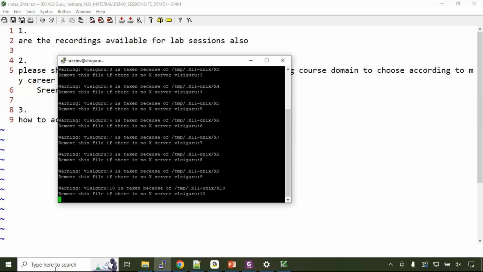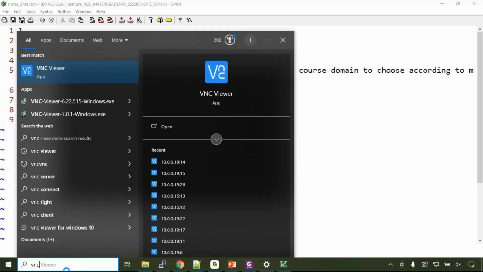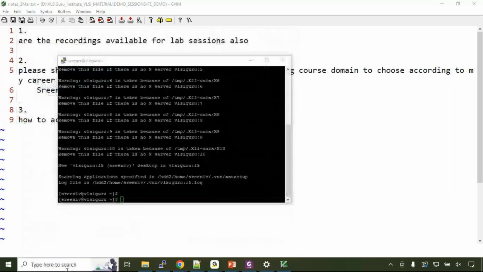You create a VNC session. You have to create something called a VNC session. My session number is 15. What is the number you see here? 15. So there will be one VNC viewer. Once you create a VNC session, you have to view that session.